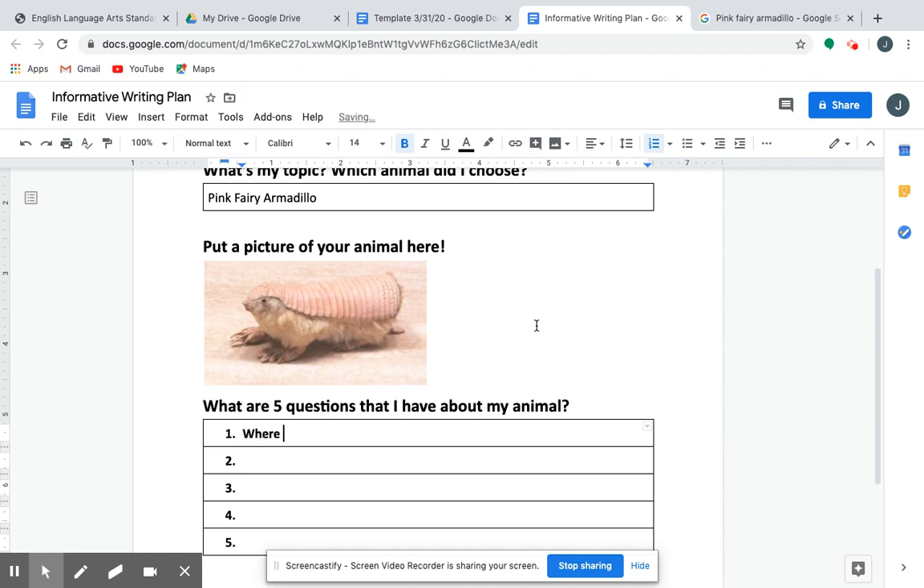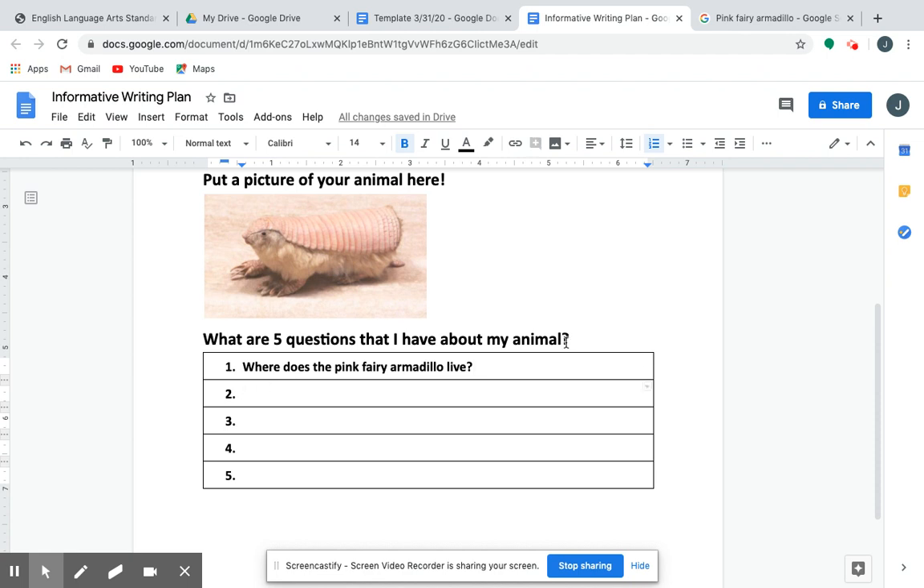Where does the pink fairy armadillo live? I don't know where in the world they're from. I don't know what kind of habitat they live in. And I could guess the desert, but I don't know for sure. So that's a question I'm gonna have to research.